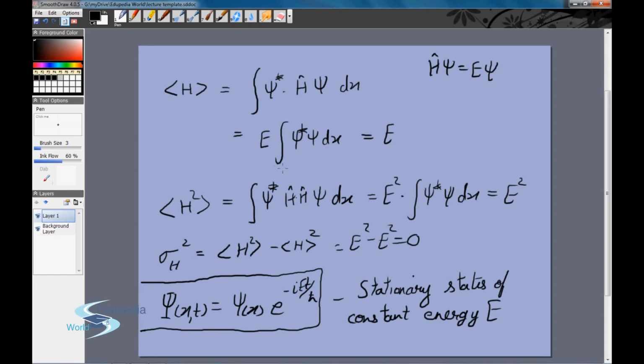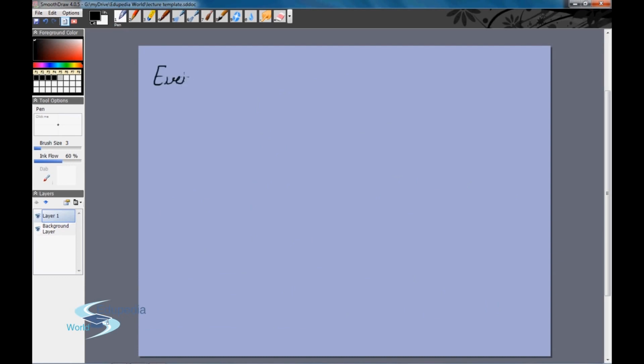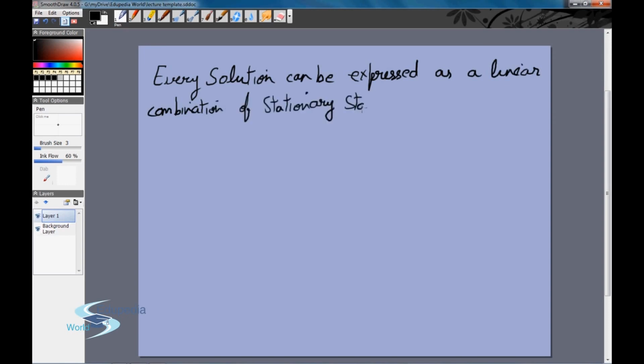But what it basically says is that every solution to the Schrodinger equation, now we're talking about even solutions which do not have separation of variables, can be expressed as a linear combination of stationary states. Which means, let's say you have one capital psi 1 of x, t, which turns out to be psi 1 of x e to the power minus iota E1 t by h. So this is a stationary state of energy E1. Let's say you have another, capital psi 2 of x, t equal to psi 2 of x e to the power minus iota E2 t by h.